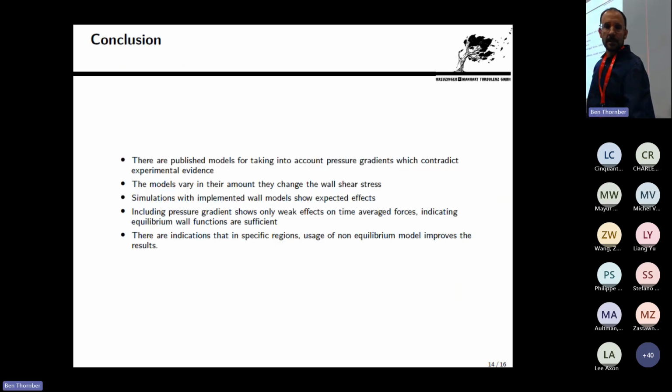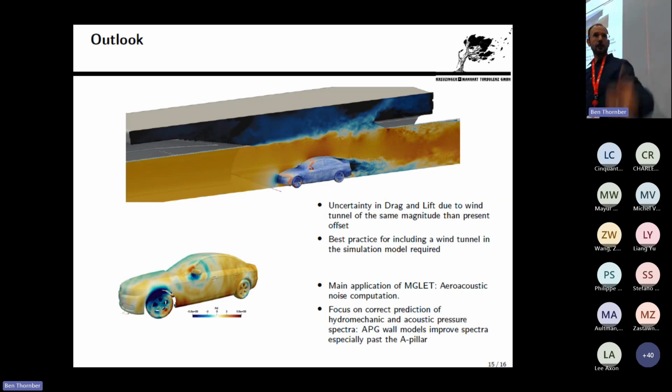Basically, that's it. Those are the conclusions. I just want to finish maybe with an outlook. The one is the wind tunnel. We would be very interested to include the wind tunnel in the simulations, because when we include the wind tunnel in our simulations, we see much more variance in drag and lift than with all the work we did before. And again, we do aeroacoustics, and for aeroacoustics, pressure fluctuations are important, and there the PGE is slightly improving the results.